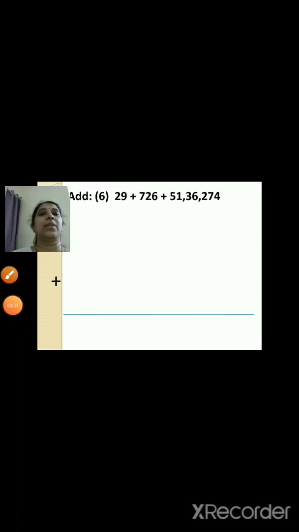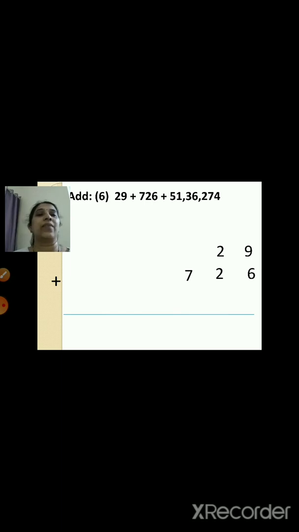So your sixth sum is 29 plus 726 plus 51 lakh 36,274. So your first set is 29. So 9 will come in the units place. 2 will come in the tens place. Next set is 726. So 6 in the units place, 2 in the tens place, 7 in the hundreds place.